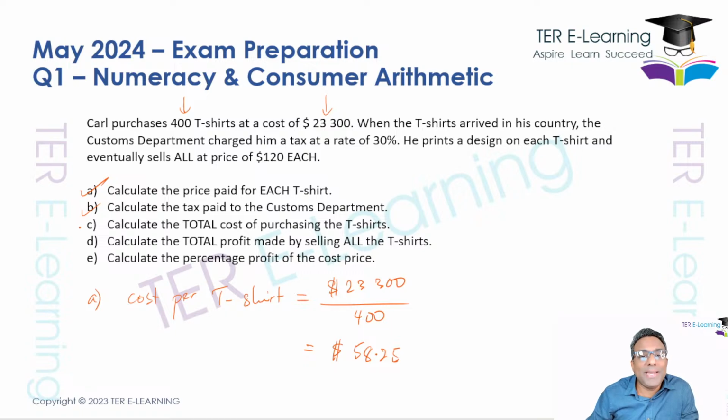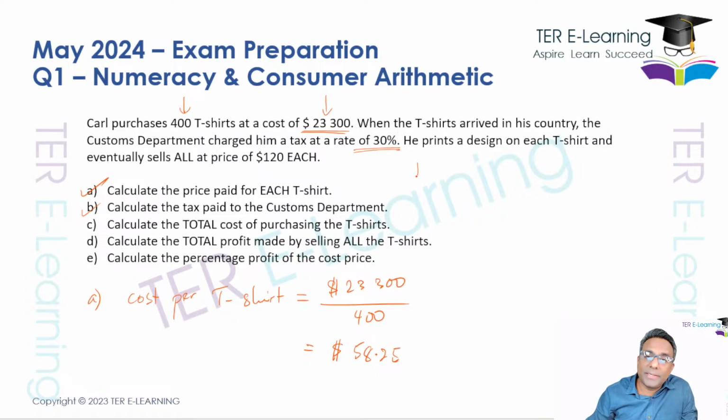calculate the tax paid to the customs department. If you all ever bought anything online, you have to pay taxes on it. In this case, the tax is at a rate of 30%. So what we need to do is take this value, this 23,300, and figure out what the tax on that is.